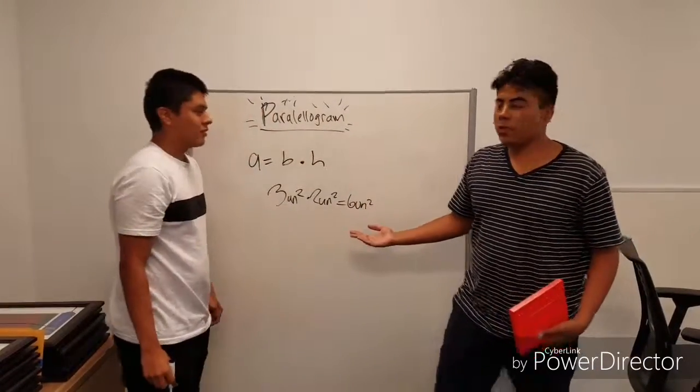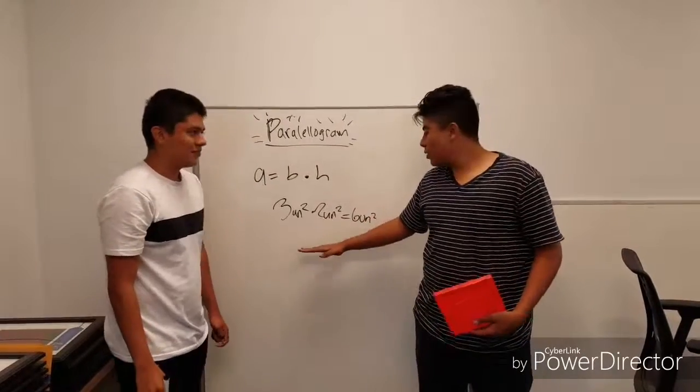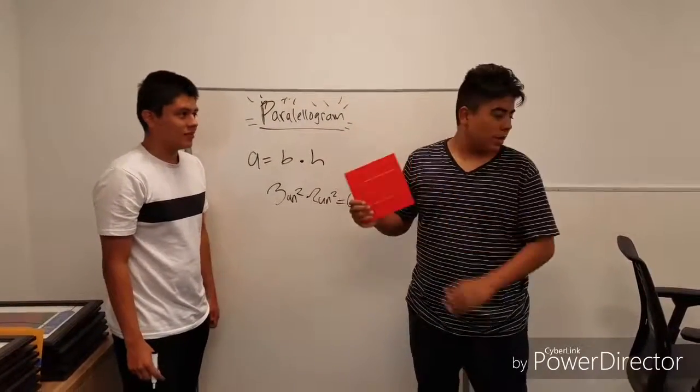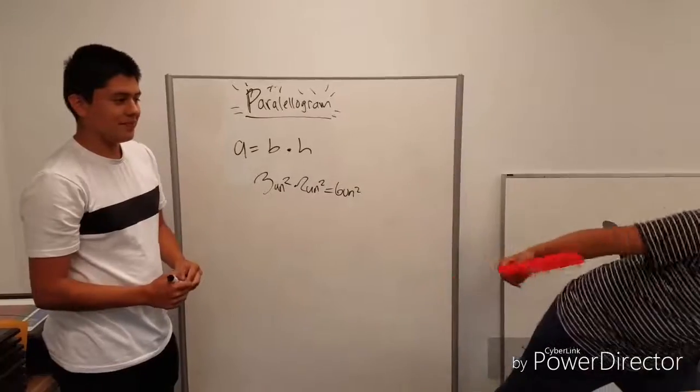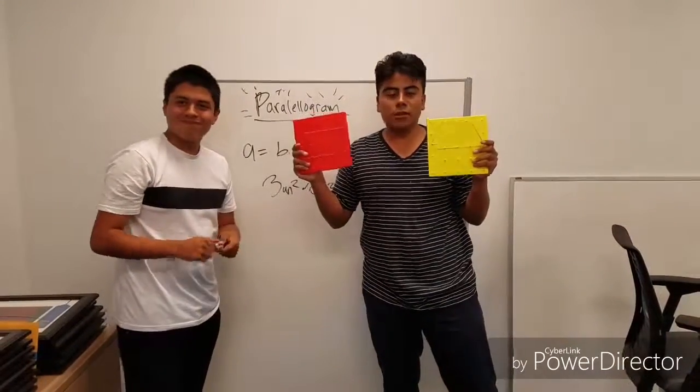So now we've proved with the algebraic equation and the geometric equation that the parallelogram and the trapezoid both equal 6 units squared.